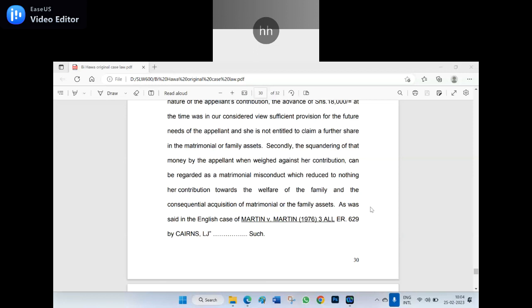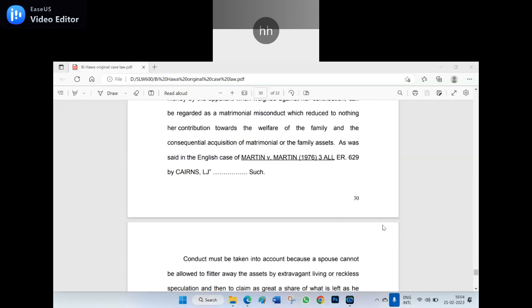Here also, given the Martin versus Martin All England Report. When you write the Martin versus Martin All England Report, you are supposed to write not in the circular bracket, you have to write in the square bracket, because the All England Report is always in volumes. That is the reason it is written as 3 All England Report.